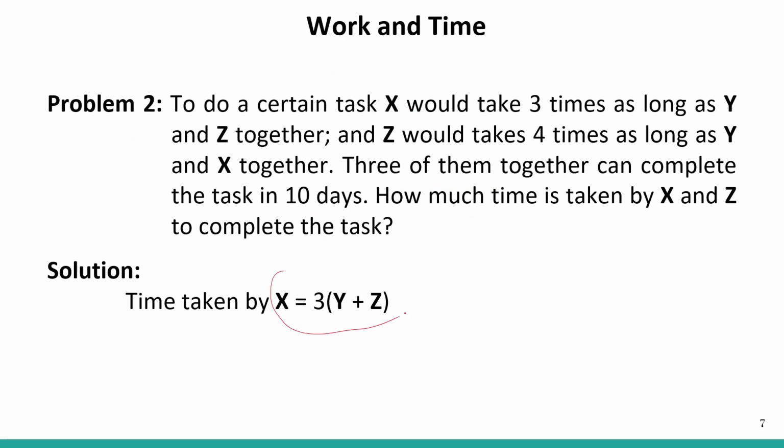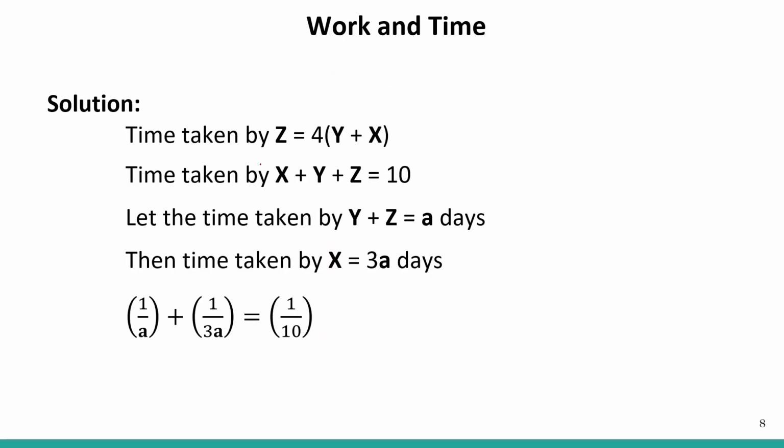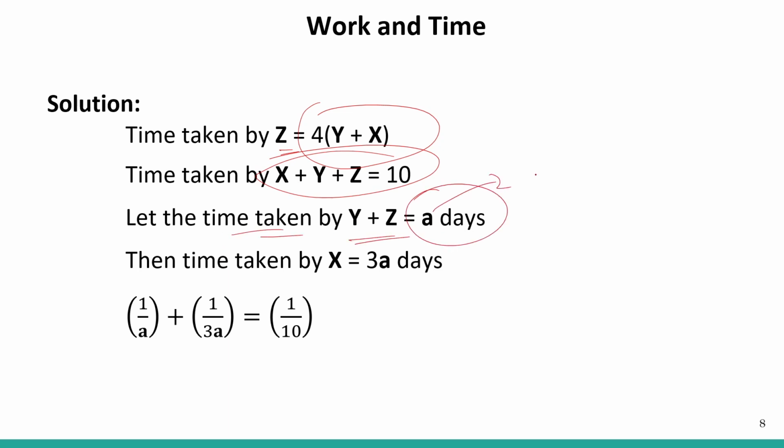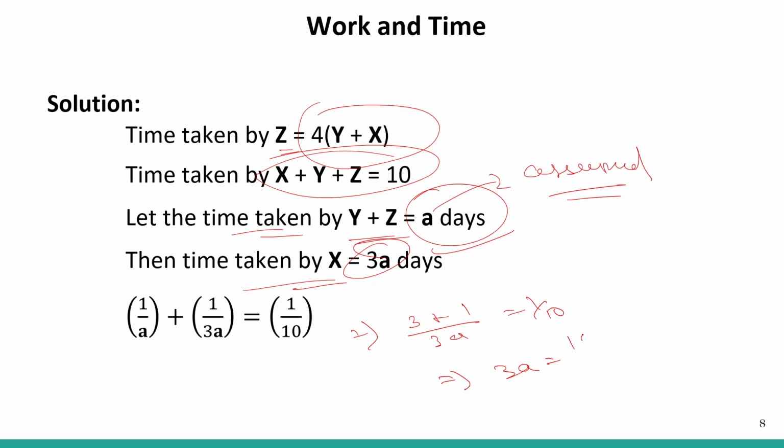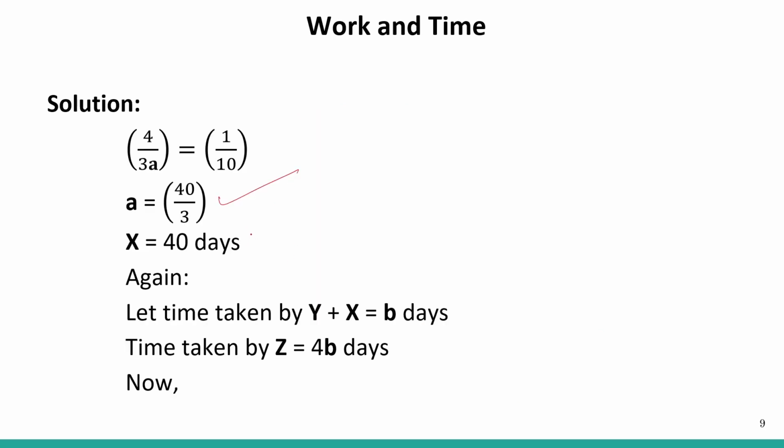So time taken by X is equal to 3 into Y plus Z. Time taken by Z is equal to 4 into Y plus X, and time taken by X plus Y plus Z is equal to 10. This is given. Let the time taken by Y plus Z be A days. A is an assumption here. Then time taken by X is equal to 3A days, because it is 3 times that. So 1 by A plus 1 by 3A is equal to 1 by 10. Solving this, we arrive at 3A is equal to 10 into 4, which implies that A is equal to 40 by 3. So X is equal to 40 days.